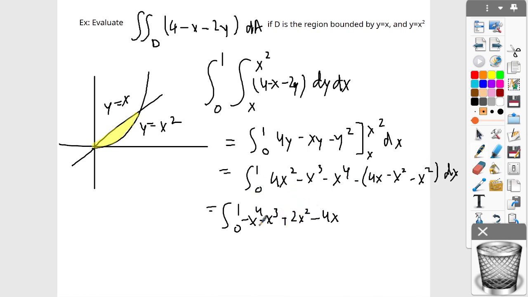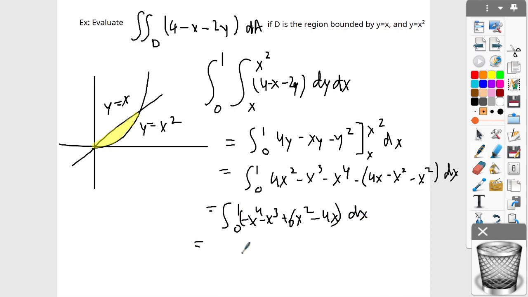Hope I didn't do anything wrong. That would be embarrassing if I did. So, or I'm sorry, this is minus 2x squared, minus 2x squared. Alright, dx. No, it's 6x squared, plus 6x squared. There you go. 4x squared plus x squared plus x squared, dx.